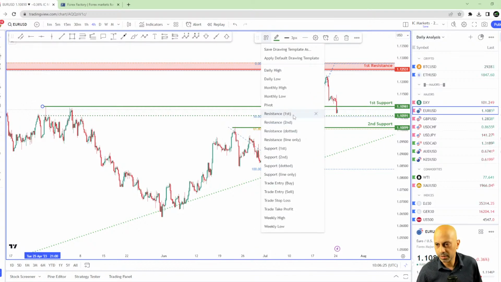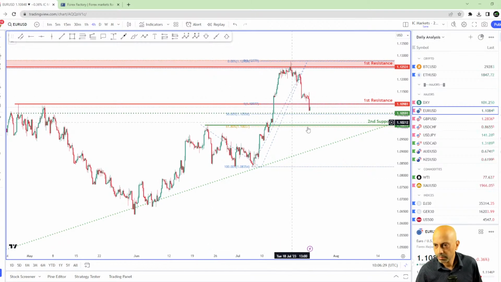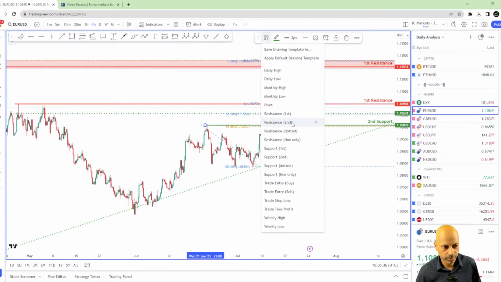Now we're going to change this to the first resistance. This second support on the 4-hour time frame would be our first support.